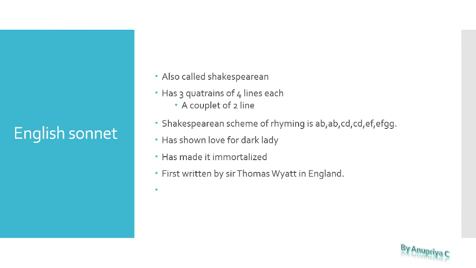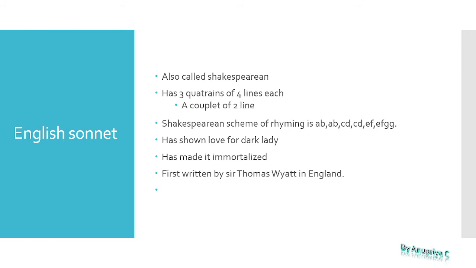Now this has a structural variation. If you look at the earlier sonnet, that is the Petrarchan sonnet, we find that there are two main stanzas. The first one is called the octave and the later one is called the sestet. While in the case of the Shakespearean sonnet, or the English sonnet, we find that it has three quatrains of 4 lines each and a couplet of 2 lines. So a quatrain is nothing but a 4 line stanza.